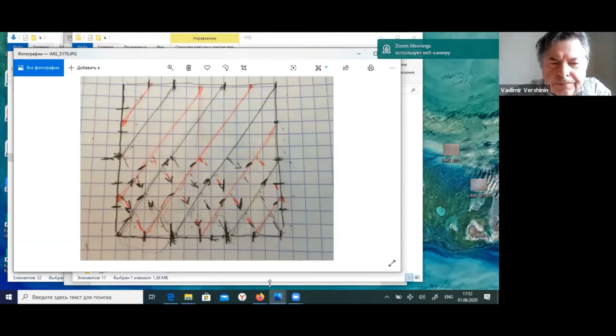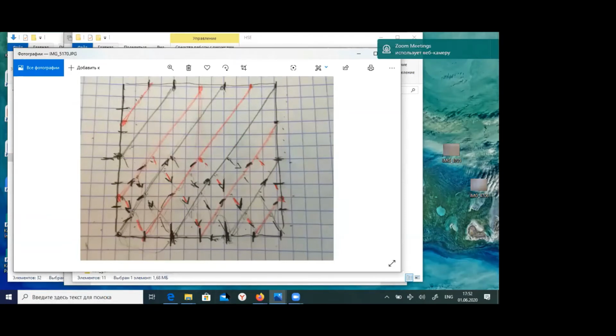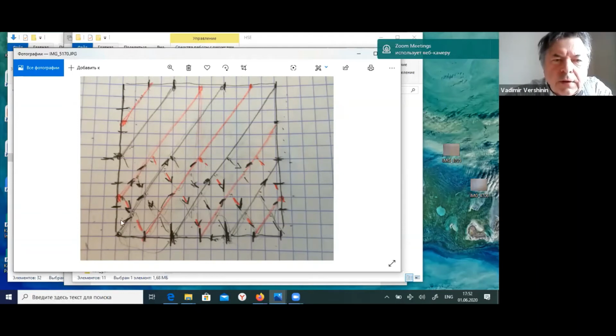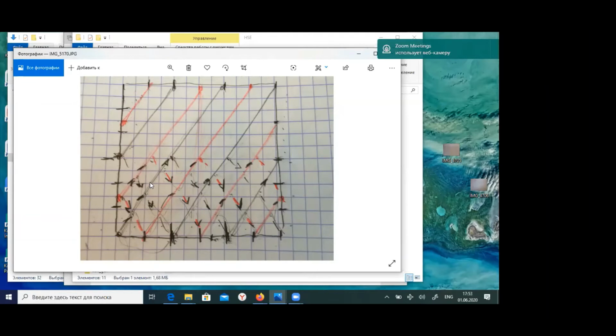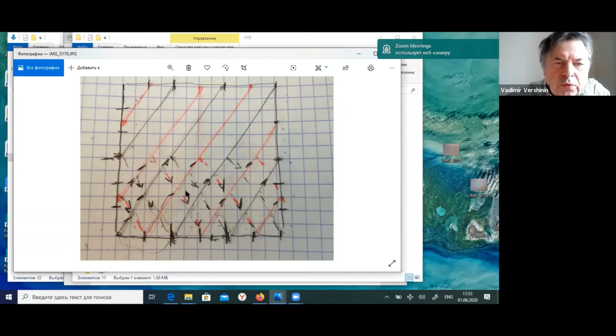So, do you see my picture? Yes. So, at first look at the lines which are black ones. Okay. So forget about the red ones.